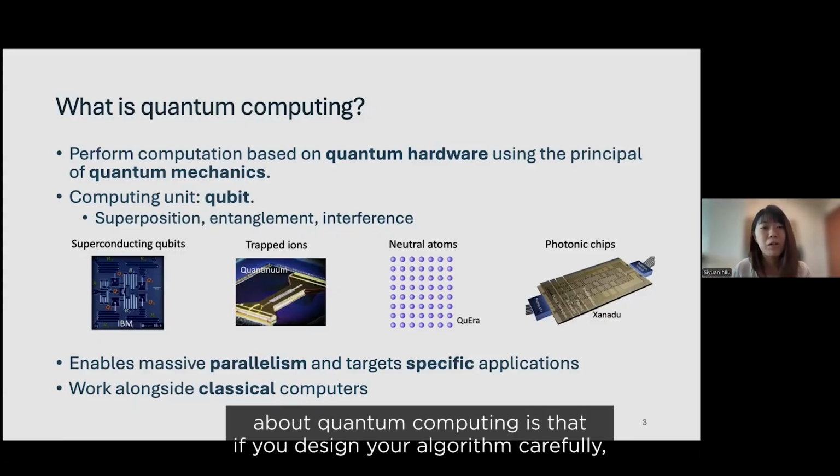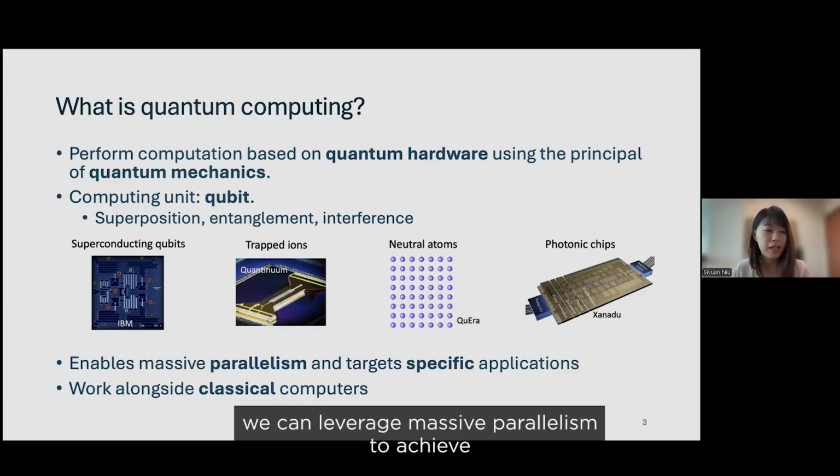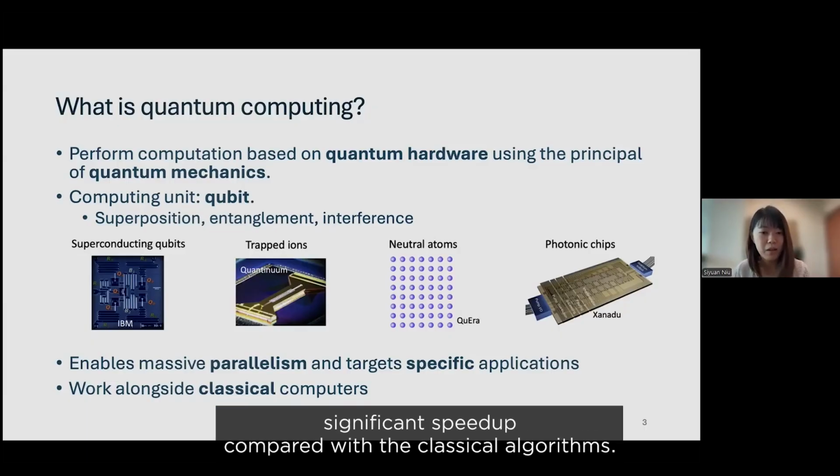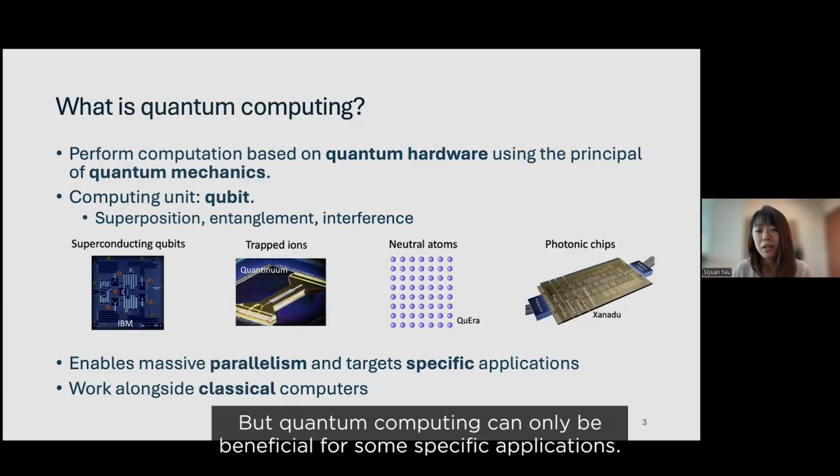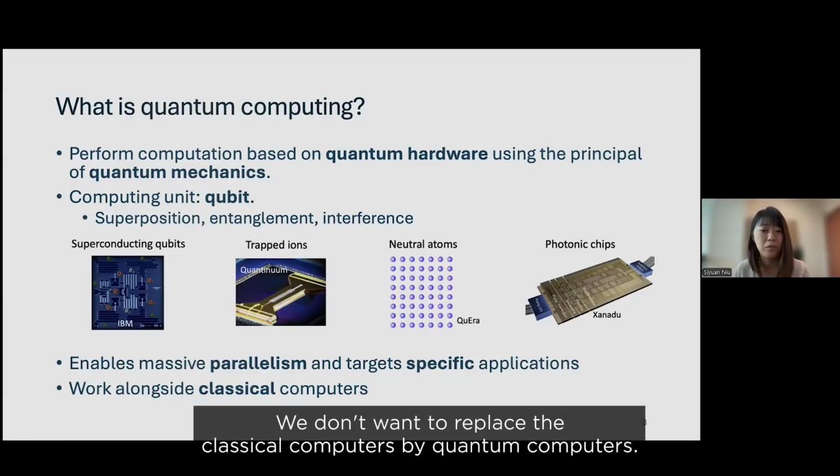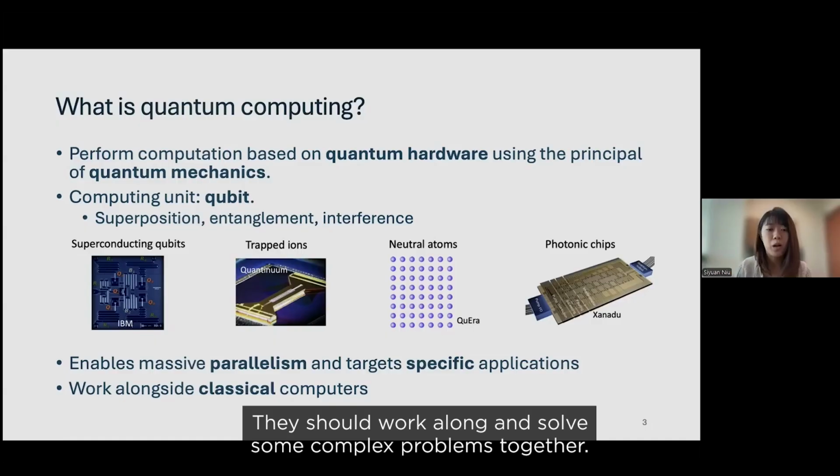The good thing about quantum computing is that if you design your algorithm carefully, we can leverage massive parallelism to achieve significant speedup compared with the classical algorithms. But quantum computing can only be beneficial for some specific applications. We don't want to replace the classical computers by quantum computers. They should work alongside each other and solve some complex problems together.